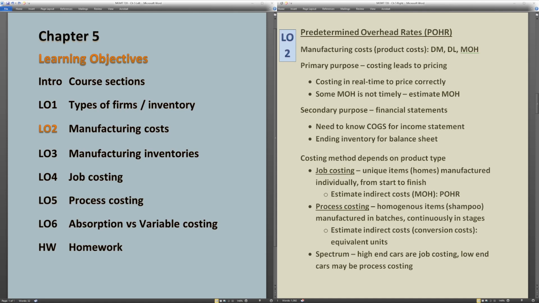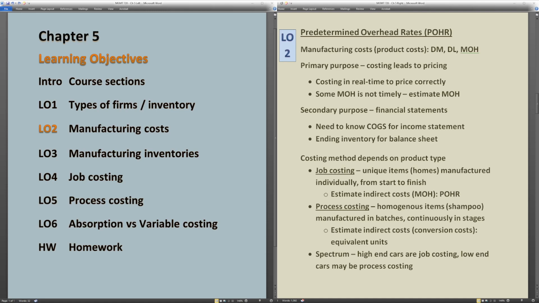So we have these three: DM, DL, MOH, and our costing method. There are going to be a couple of costing methods, depending on the product type. So the first one, for which predetermined overhead rate applies, is the job costing method. And what type of products are those? Unique items, such as homes, that are manufactured individually, and they're typically manufactured from start to finish. And there we know what the direct materials and the direct labor are, and we have to estimate these indirect costs, the manufacturing overhead. And we use a method to estimate the manufacturing overhead called predetermined overhead rate.